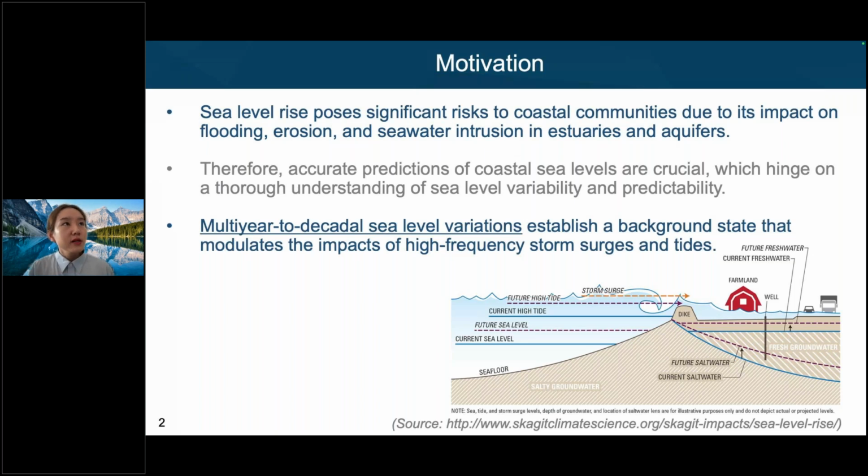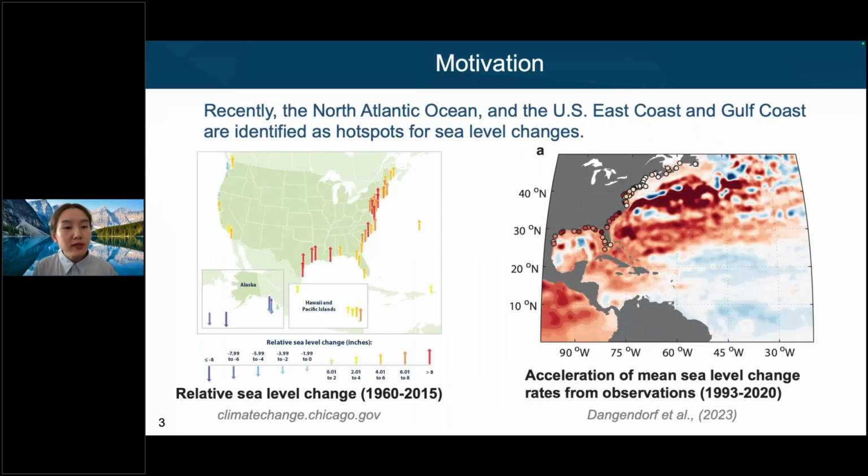Recently, the North Atlantic Ocean and the U.S. East Coast and Gulf Coast are identified as hotspots for sea level change. So our study will focus on understanding the variability and predictability for these regions.